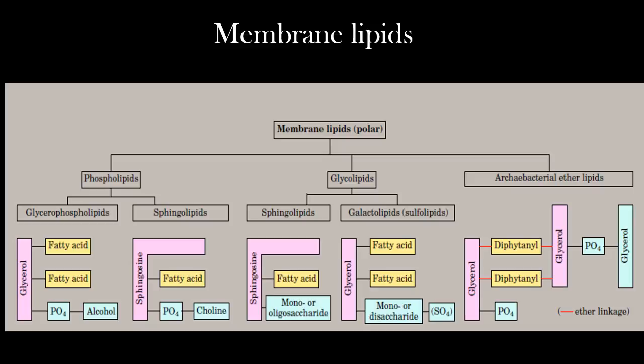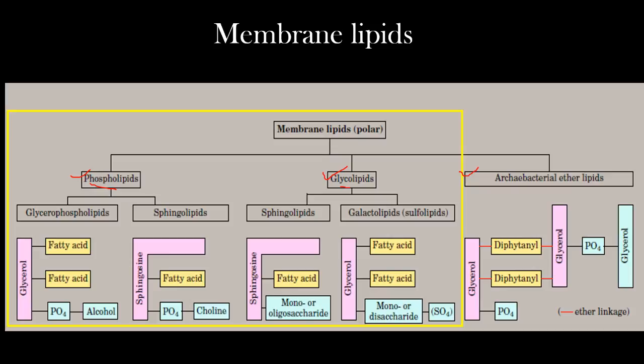So we finished storage lipids, and next we are going to see about structural lipids or membrane lipids. Membrane lipids are divided into three: one is phospholipid, another is glycolipid, and archaebacterial ether lipids. In this section we are going to concentrate on phospholipids and glycolipids.